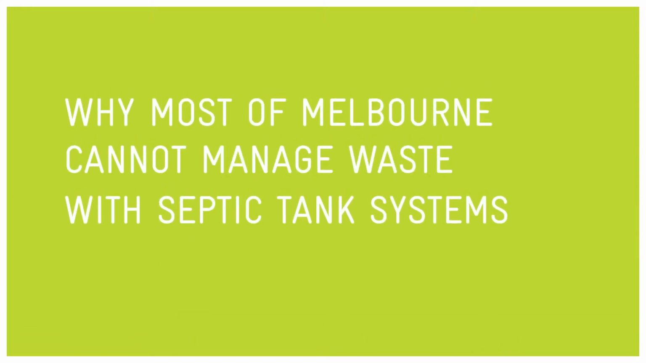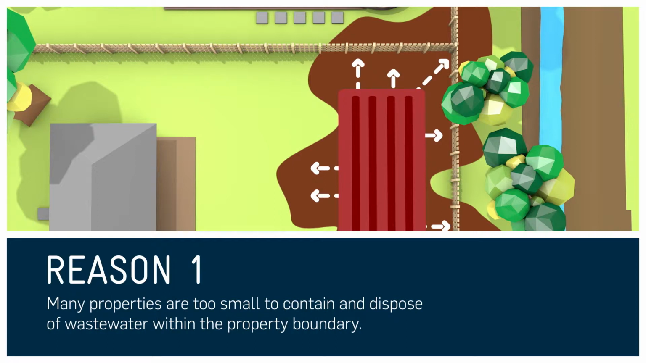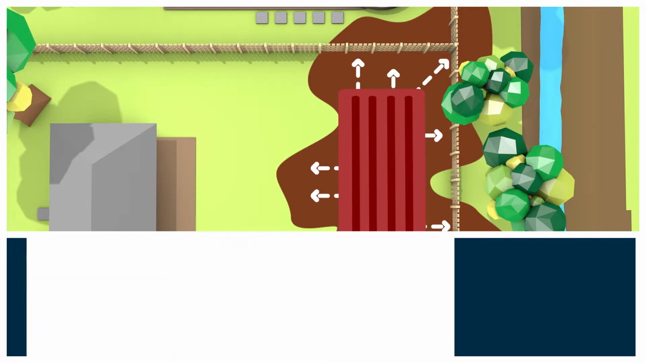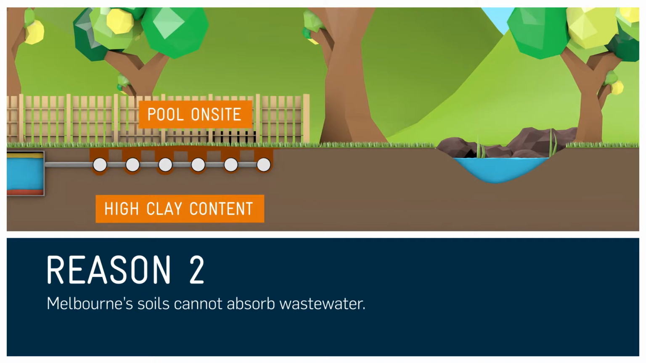Many properties within Melbourne cannot effectively manage their wastewater with on-site treatment systems for one or more of the following 5 reasons. The property may be too small to contain wastewater within their property boundary, causing runoff into neighbouring properties or stormwater drains. The property's soil may be high in clay content, making the ground impermeable and unable to absorb effluent. This can cause effluent to rise to the surface and pool on site or run off into local waterways.